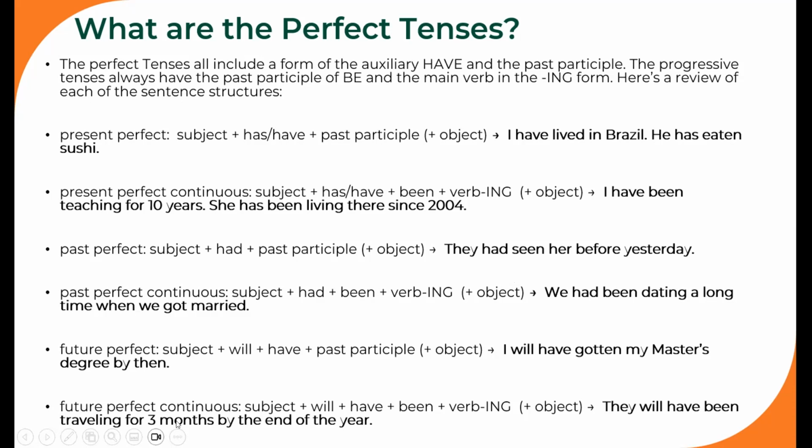And also the future perfect continuous. So we have will, auxiliary verb have, been, and verb with ing. So this is the longest structure. They will have been traveling for 3 months by the end of the year. Okay? So this is like a brief summary of the structure.